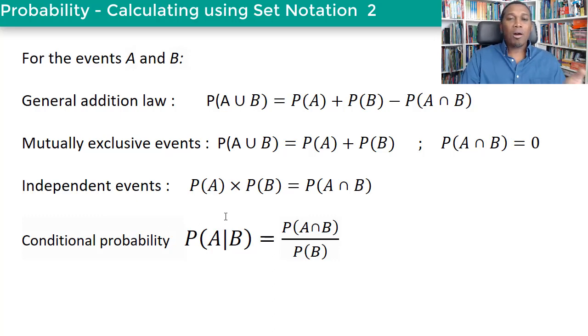Independent events: test whether the probability of A multiplied by the probability of B is equal to the probability of A intersection B. If it is, the events are independent. If they're not equal, then they're not independent. And then conditional probability, the probability of A given B: B becomes, if you want to call it, the limiting factor. It's the new denominator. And the two events occurring, A intersection B, is the numerator.